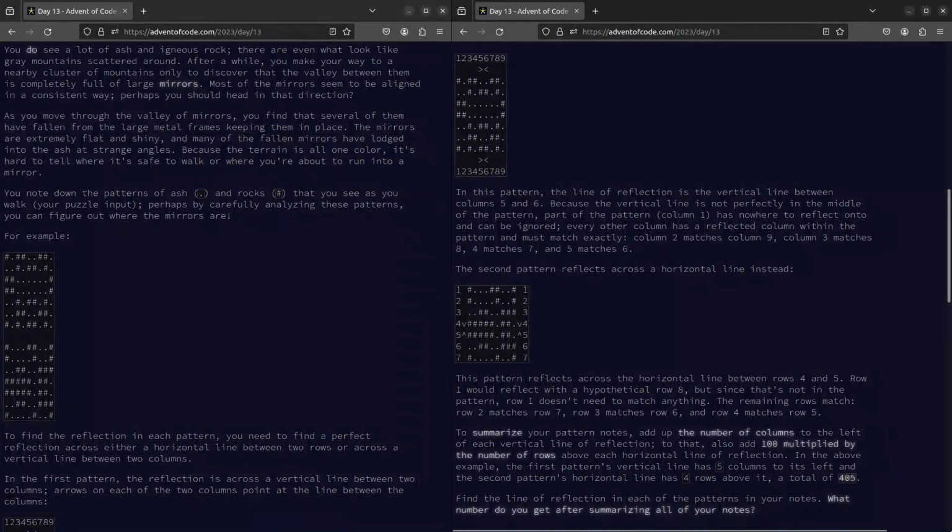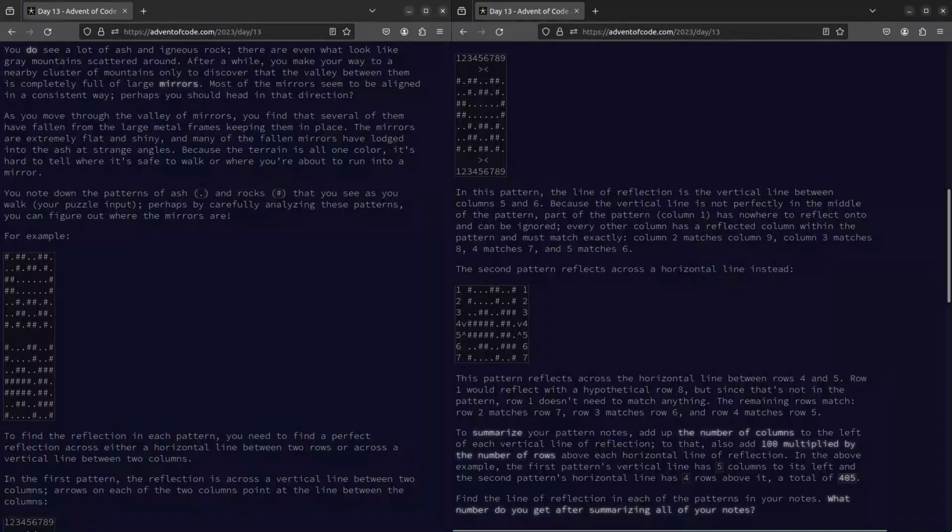a perfect reflection across either a horizontal line between two rows or across a vertical line between two columns. In the first pattern, the reflection is across a vertical line between two columns. Arrows on each of the two columns point at the line between the columns. In this pattern, the line of reflection is the vertical line between columns 5 and 6.